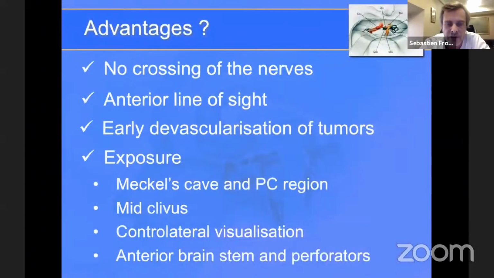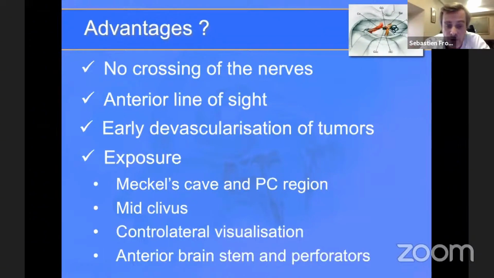So what are the advantages, in my opinion, of this approach? First, you don't cross the nerve, compared to the retrosigmoid, for example, to reach petroclival lesions. It's an anterior line of sight. So for some brainstem cavernomas, I really feel that it has some advantage to really get to the deep part of the cavernoma, which is sometimes close to the floor of the fourth ventricle.